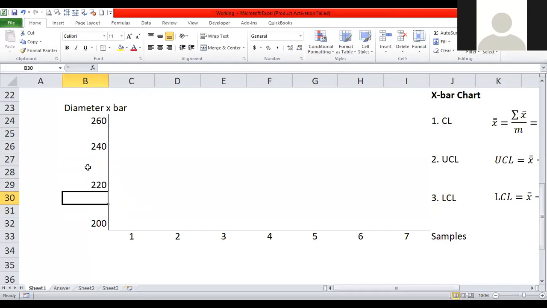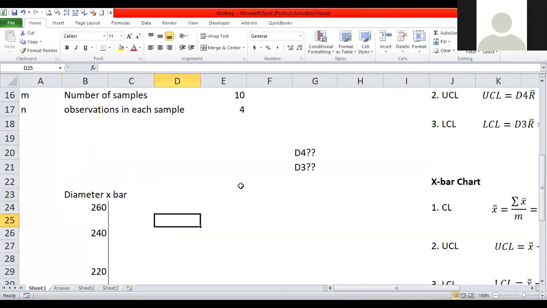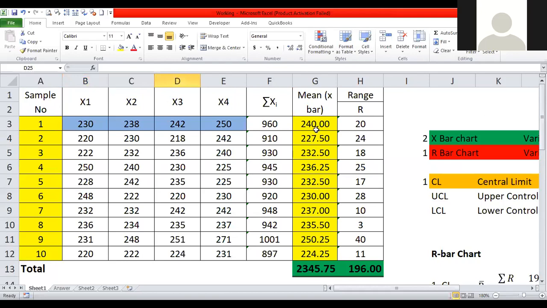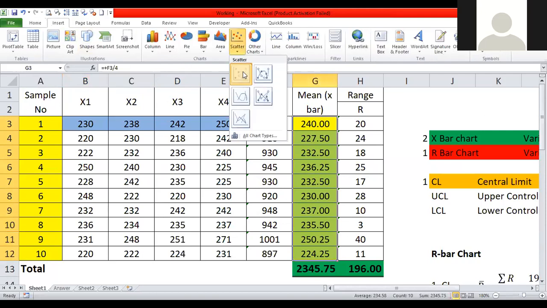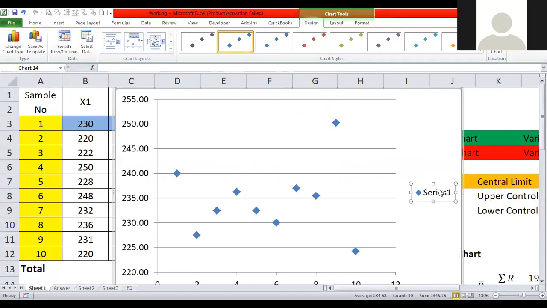So likewise, anyhow, you have to get a reasonable measurement for diameter X bar. Then you have to plot the points in the X bar chart. It is difficult for me to put the chart here, so I am going to develop the X bar chart using the mean values. These yellow color values you have to use for the X bar chart. So I am developing an X bar chart. Right.